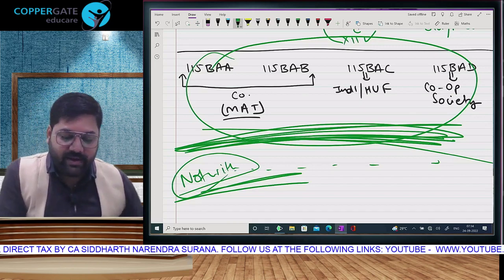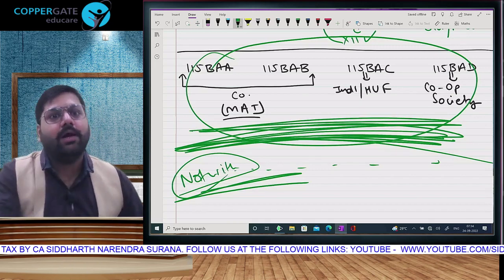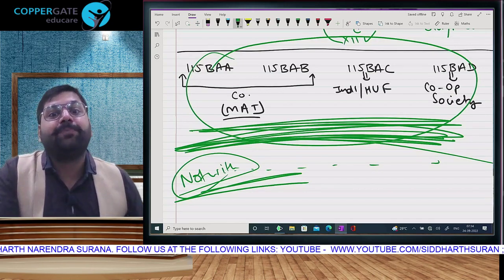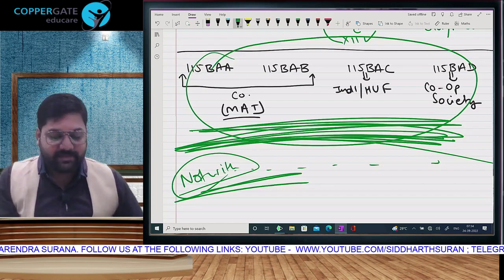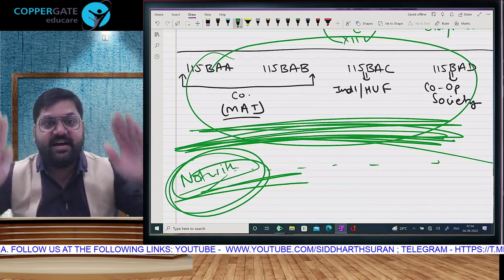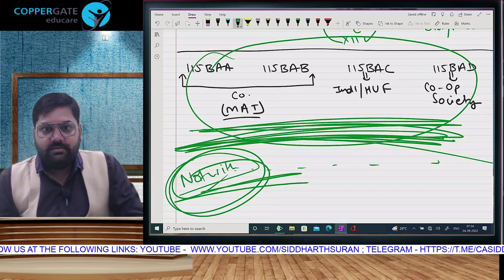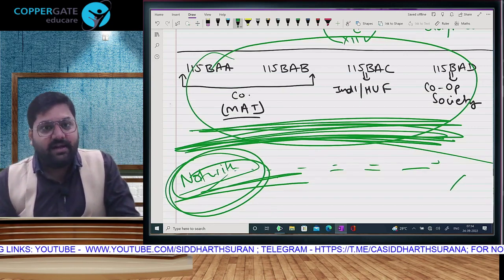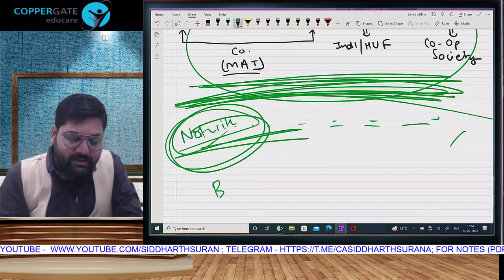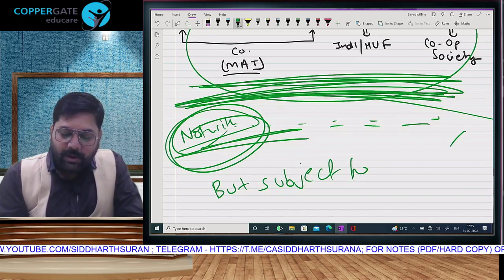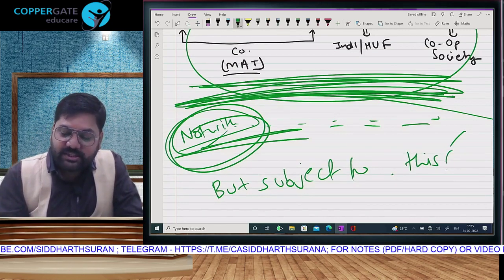Is that understood? That these provisions will overrule everything else in income tax law. These provisions will be superior to anything else in the income tax law because they start with a non-obstante clause, meaning I am bigger than everyone else. Is that understood? But the sentence continues. Notwithstanding anything contained anywhere in the income tax law, but subject to the provisions of this chapter.